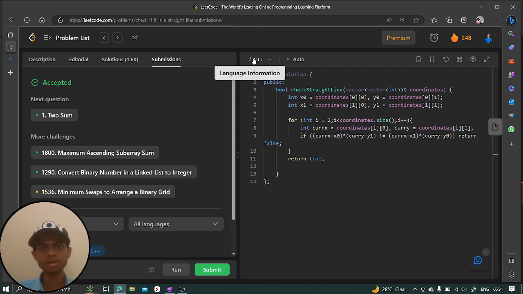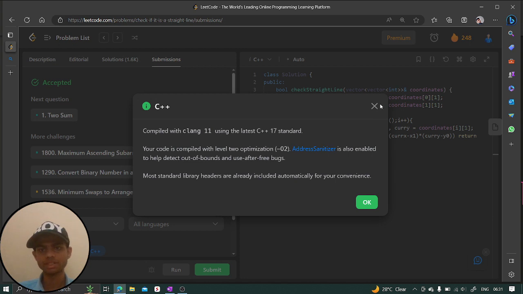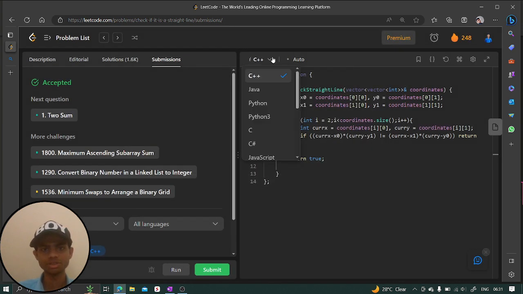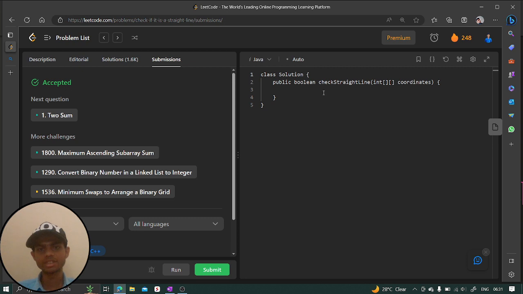Now let's move to the next programming language, Java. I should not click on this i icon, I should click on this. Let's take Java, and first of all we are going to store the first two coordinates. So int x0, which is going to be coordinates 0 of 0, and y0, which is equal to coordinates 0 of 1.